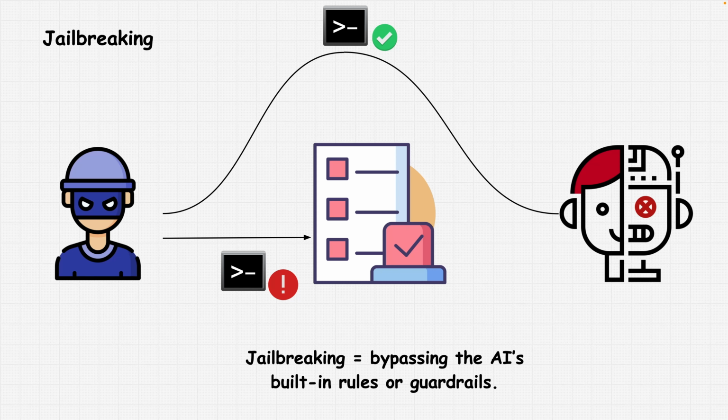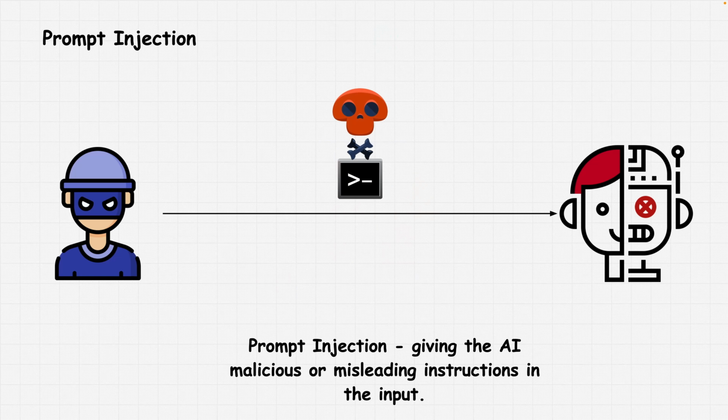On the other hand, prompt injection is giving the AI malicious or misleading instructions in the input. There are two main types of prompt injections. There is direct injection, which is instructions in user input that explicitly tell the AI to override its rules. And there is indirect injection, which is instructions hidden in data, comments, other text, or logs. We will take a look at both of these examples in this section.